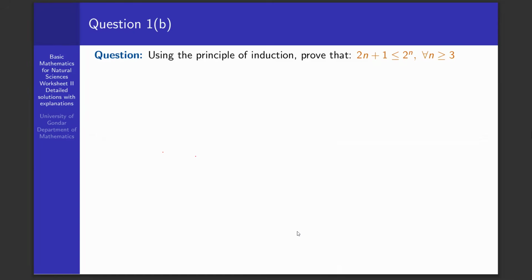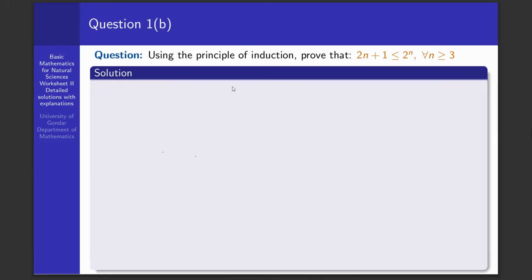The next one, that is question number 1b, will be again on principle of mathematical induction. Using principle of mathematical induction, prove that twice of n plus 1 is always less than or equal to twice of 2 to the power of n for every n greater than or equal to 3. Again, we have to follow the previous 3 steps that we have already seen. So in this case, the first step would be checking the base case.